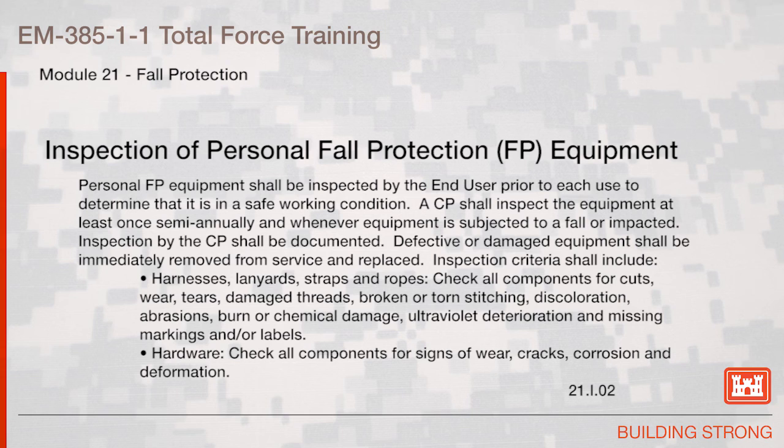Inspection by a competent person shall be documented. Defective or damaged equipment shall be immediately removed from service and replaced. Inspection criteria shall include harnesses, lanyards, straps, and ropes. Check all components for cuts, wear, tears, damaged threads, broken or torn stitching, discoloration, abrasions, burn or chemical damage, ultraviolet deterioration, and missing markings and/or labels.